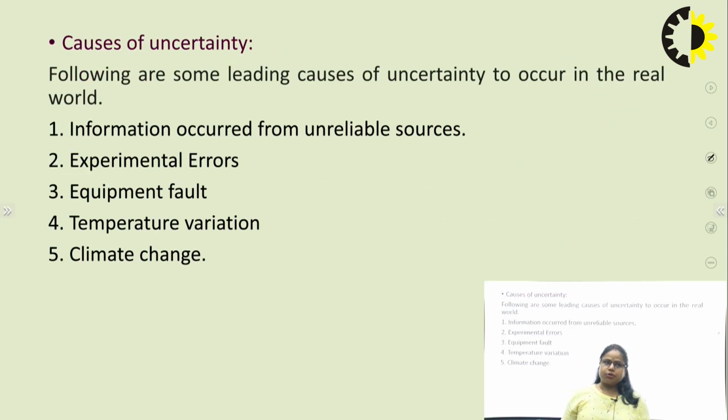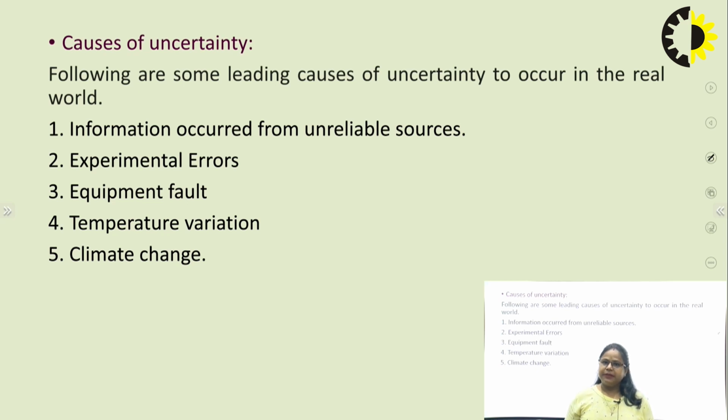There are various causes due to which uncertainty occurs in the real world. We are not aware of it and we are not doing it intentionally, but sometimes it occurs by itself. For example, information obtained from unreliable sources. It means we are getting the information from a second person, and we are not sure whether that information is correct or not, right?